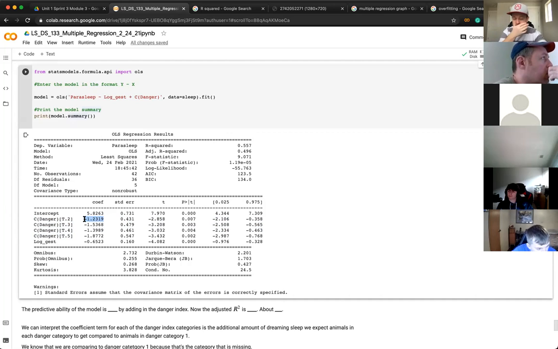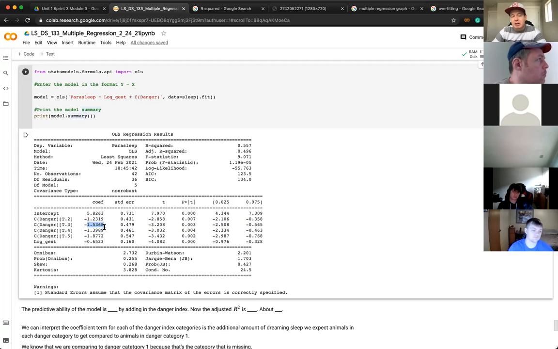So from level 1 to level 2, animals in danger level 2 get 1.2 hours less dreaming sleep than animals in danger level 1. And animals in danger level 3 get 1.5 hours less sleep on average than animals in danger level 1. Again, this coefficient is with respect to danger level 1, right? So animals in the highest danger category get 1.8 hours, almost 1.9 hours less dreaming sleep than animals in danger category 1. And something a little bit odd has happened here: it looks like animals in danger category 4 get more dreaming sleep than animals in danger category 3. It's a little bit interesting here.